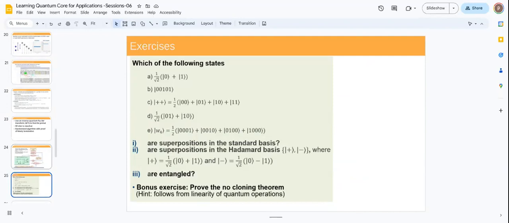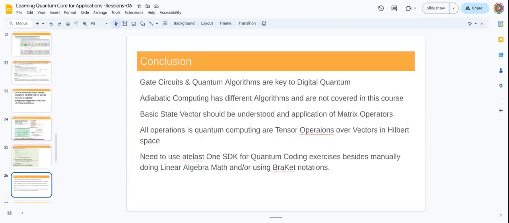You can go through this detail, but I will leave you with some exercises in the class to figure out: are they superpositioned, are they in superposition on the Hadamard basis, that is the X basis, or the standard Z basis, are they entangled, and how do you prove the no-cloning theorem? These are some of the exercises I leave to you, and that should bring us to the end of the course.